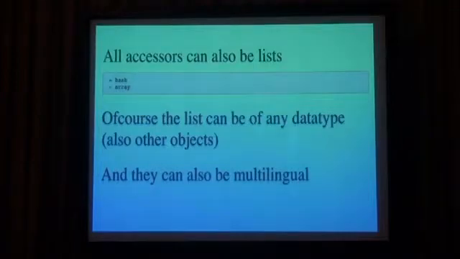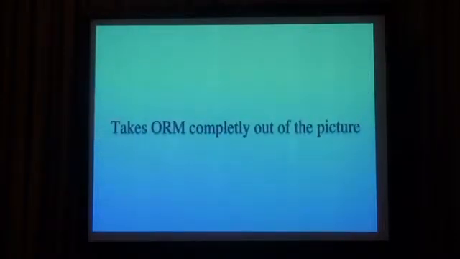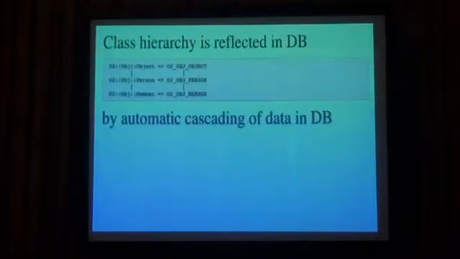And all these accessors can also be lists. You can say you have a hash list or array list. Of course, the list can be of any data type, also objects, and they can be multilingual. So you can say you have a multilingual title for a movie, for instance. And this takes the object relational mapping to the database completely out of the picture. But still, there's a clear reference from the objects to the database.